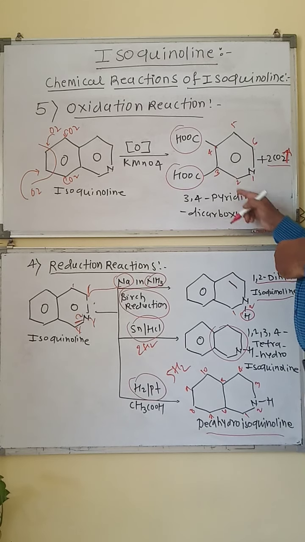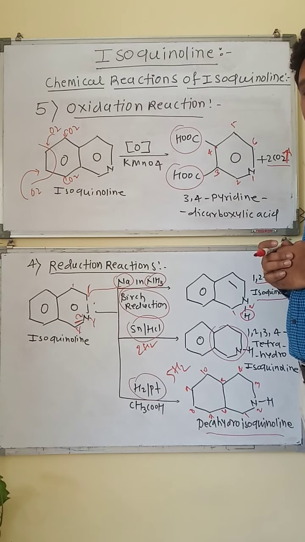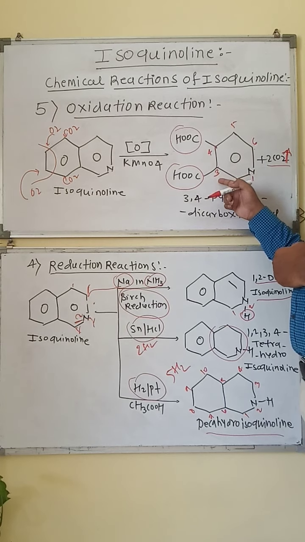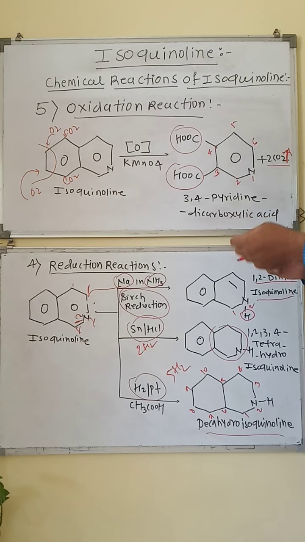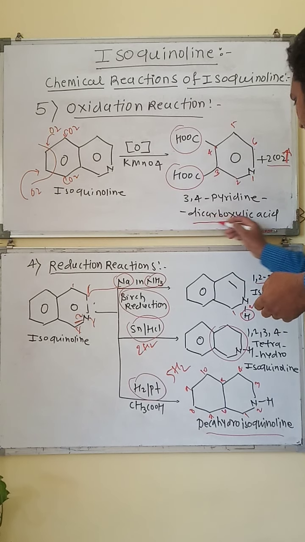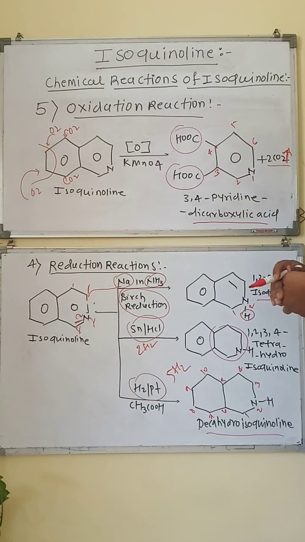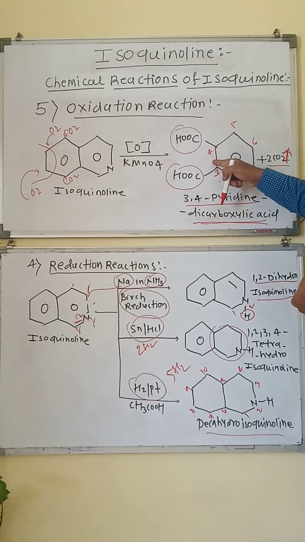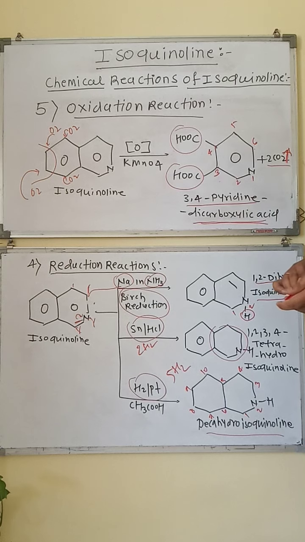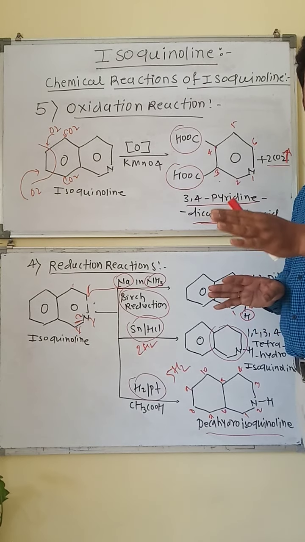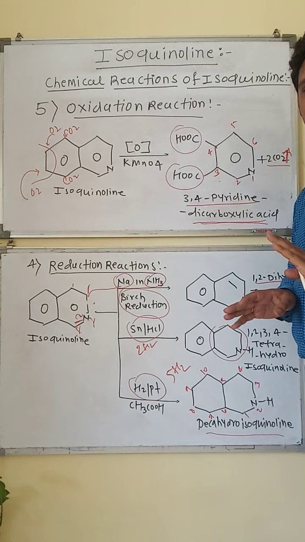Look at the third and fourth number carbons of the pyridine ring. There is a substitution of a carboxylic group on the third number position and also the fourth number position. So there is a presence of two carboxylic groups, so it is called a dicarboxylic acid. Since it is introduced on the third and fourth number positions of the pyridine, it is called 3,4 pyridine dicarboxylic acid, along with the carbon dioxide molecules. This reaction is the oxidation reaction of isoquinoline, and this is the completion of the reactions of isoquinoline.